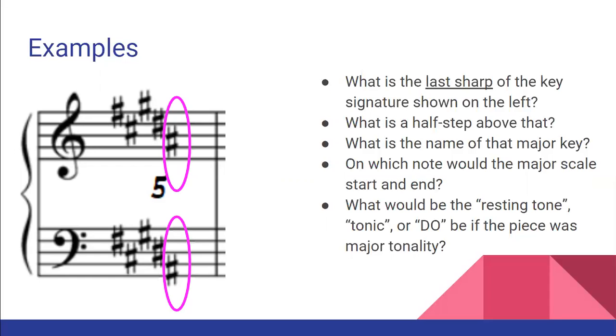So what is the name of this major key over here on the left? The name of that major key is B, because we took the last sharp, which was A, and we went up a half step to B. What note would that major scale start and end on? Well, it would be the name of the key, which is B, so the scale would start on B. And what is the resting tone in the key of B? The resting tone is B.